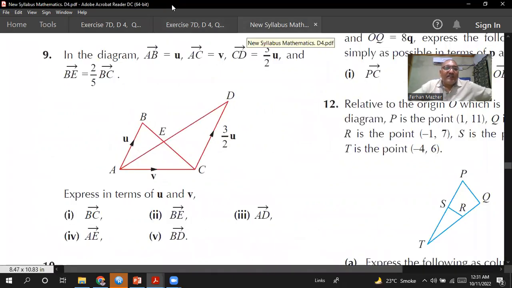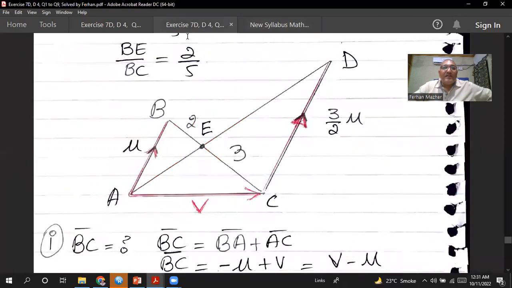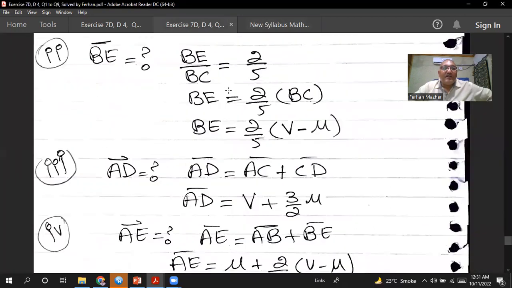Okay, the next question they ask is BE. So now I know the BC, I know the ratios, so I can find BE, very simple. I know the value of the BC. So I write BE by BC, and I know the ratio between them. BE is 2, BC is 5. So BE will be 2 by 5 of the BC. So 2 by 5, and the BC value is V minus U. So this is how you will do the BE thing.